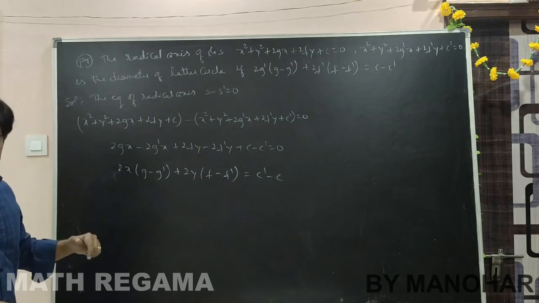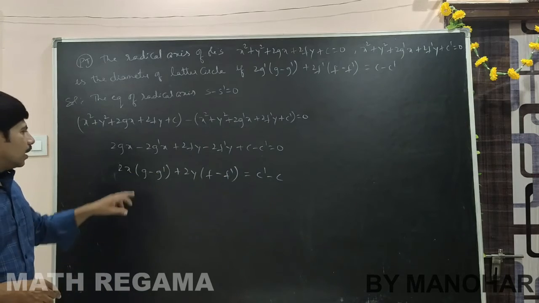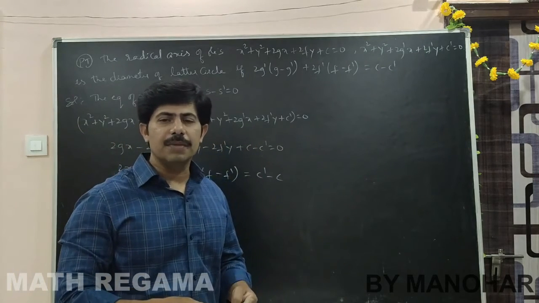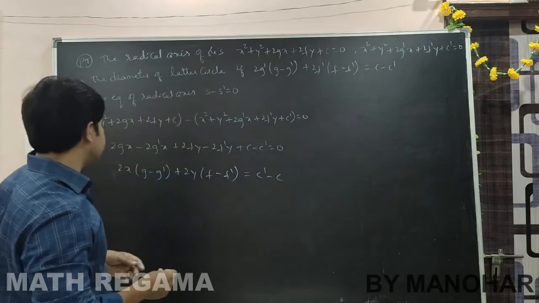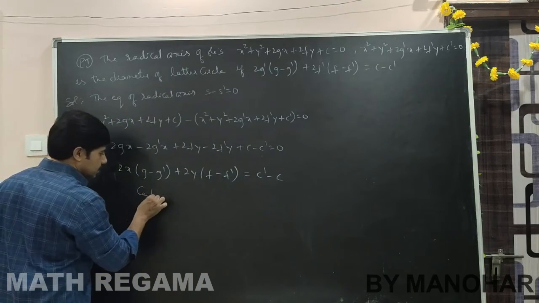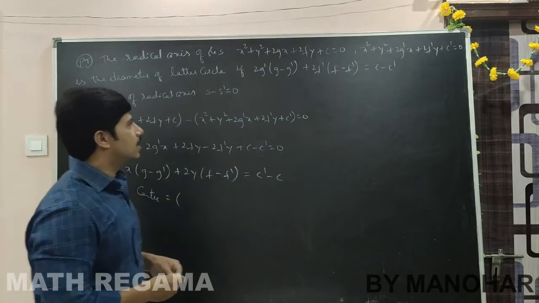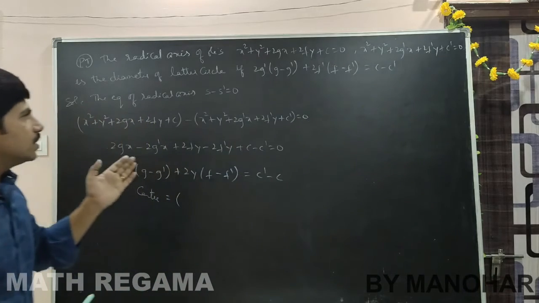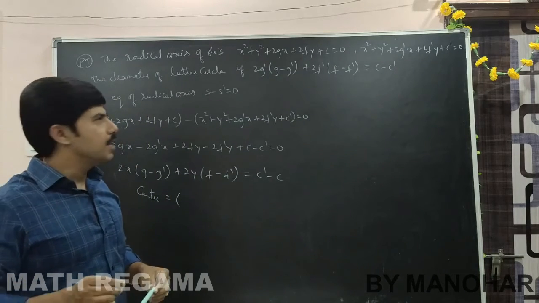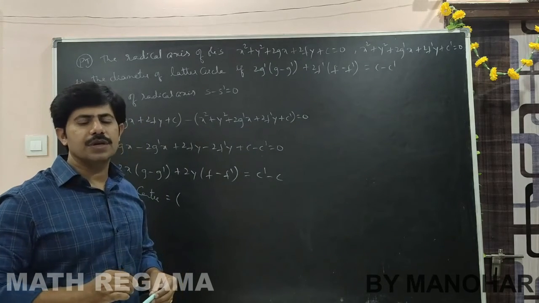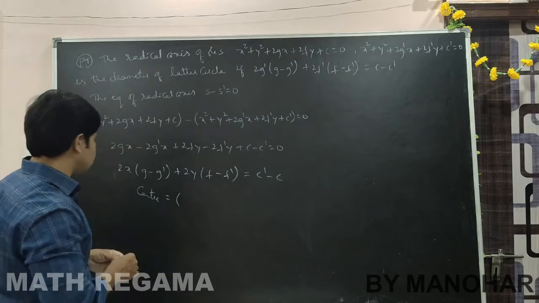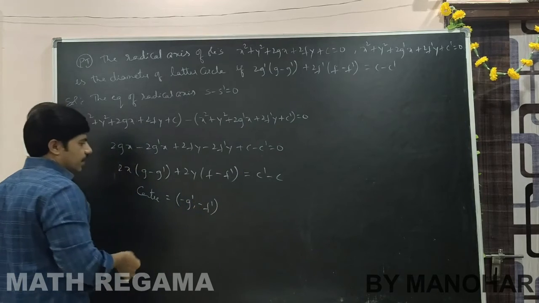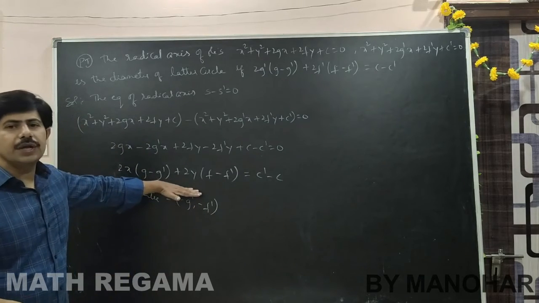Now in the problem it is given that the radical axis is the diameter of the latter circle. Here latter circle means second circle. So what is the center of the second circle? The center of the second circle is (-g', -f'), because the second equation is x² + y² + 2g'x + 2f'y + c' = 0. Now this center I will substitute in the radical axis.